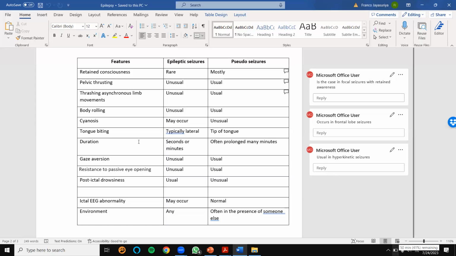Duration, epileptic seizure may go up to seconds or minutes. Pseudoseizure, they're faking it, right? So they want to get a lot of attention. Usually pseudoseizure is mostly to draw attention to themselves or get away from situations. So it can be prolonged.